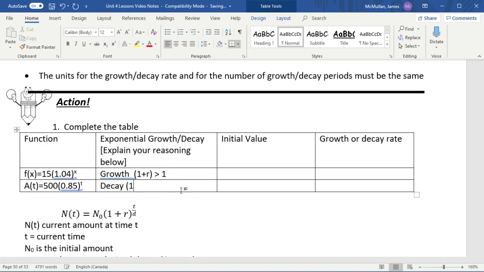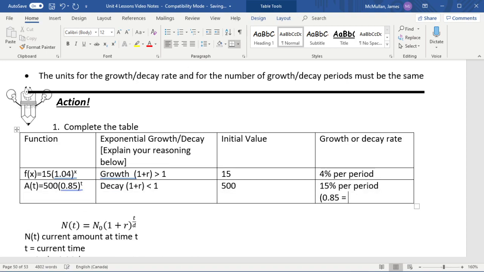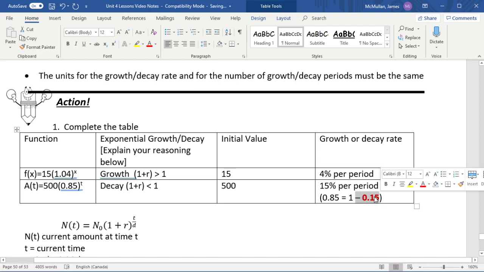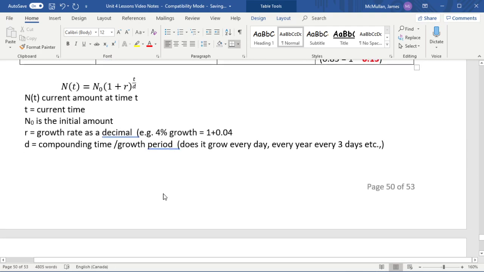Here you'd have decay, right? Because 1 plus r is less than 1. The initial value here is 15, whereas here it's 500. And the growth rate here is 4% per period, whereas this is 15% per period. And again, where am I getting that? 0.85 is 1 minus 0.15, and the 0.15 would be the r, right? It's a negative because it's decay. Okay, so that's where that 15% is coming from.